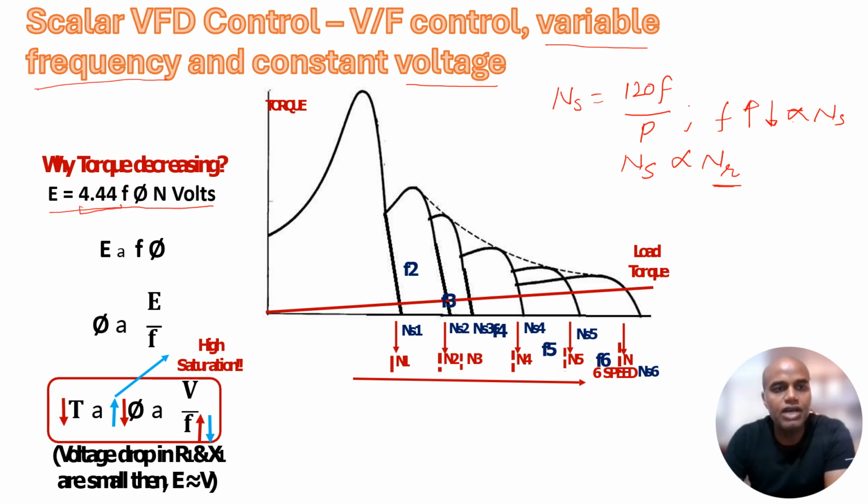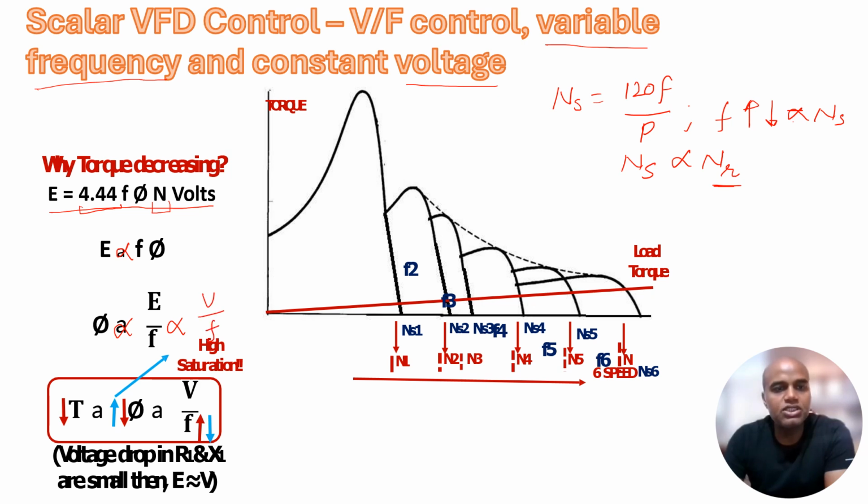So here 4.44 is a constant value. Similarly, the number of turns, once I have made my motor, these number of turns are not going to change. So I can say that the induced EMF is proportional to my frequency and the flux. So therefore, the flux is proportional to my E by F. And if I just neglect the losses in the stator, then this E is proportional to V. So I can say that the flux is proportional to V by F.